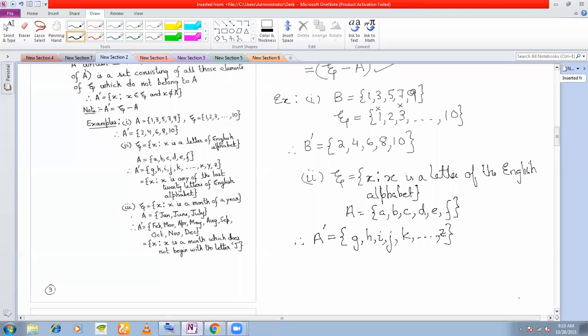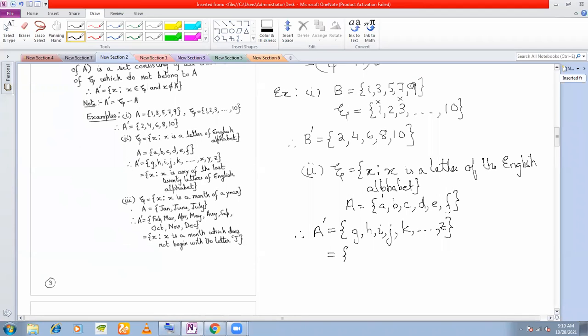And if you want to write this in set builder form, you can write this as x such that. Sir, can we stop there, A complement is equal to the last 20 letters of the English alphabet? Yes, you can write either in tabular form or the way I'm writing just now. Both are correct and you don't need to write both.